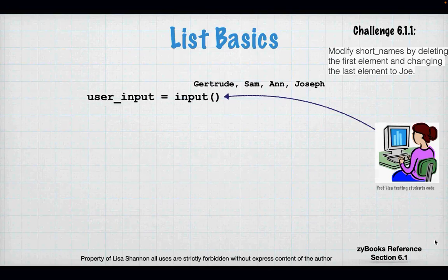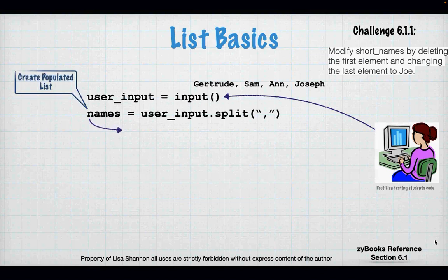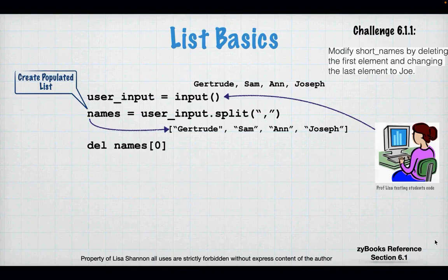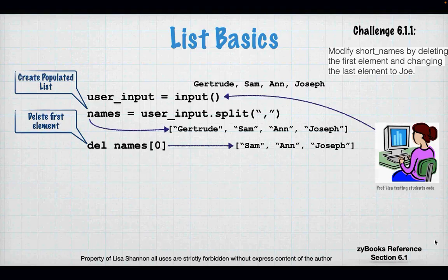This is 6.1.1, and it basically is: modify short names by deleting the first element and changing the last element to Joe. So I have a list, Gertrude, Sam, Ann, and Joseph. That's going to be my user input. I'm going to split that, and it's going to create a list of names, because split does that. Then it says deleting the first element, so that's where we use the del keyword, and we give it names of zero, because zero is the first element in the list. What that will give me is a shortened list, Sam, Ann, and Joseph.